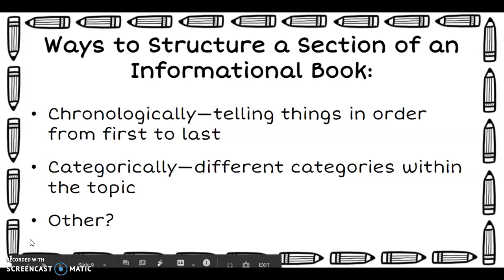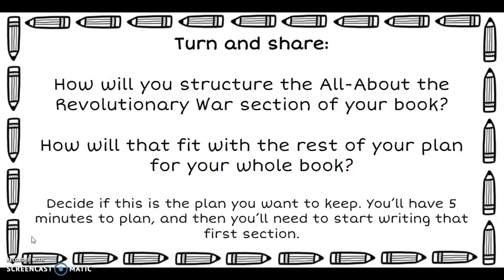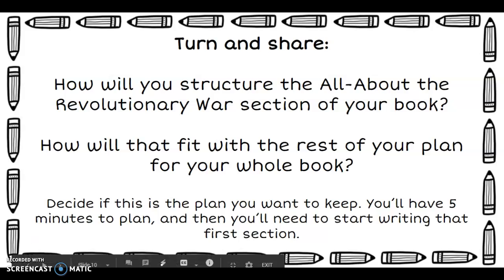Here are a couple of ways to structure a section of an informational book. One we mentioned was chronologically, telling things in order from first to last. Categorically is another way, where you would put different categories within the topic. And maybe you have a different way. You need to think about how you're going to structure your All About the Revolutionary War section of your book. Do you want to do it chronologically, categorically, a different way? And how will it fit with the rest of your plan for your whole book? Decide if this is the plan you want to keep. You'll have a few minutes to plan, and then you'll need to start writing that first section.